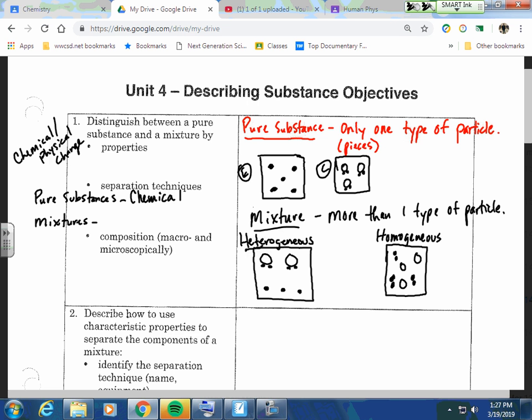Like if I had H2O and I wanted to separate it into hydrogen and oxygen, it's going to require a chemical reaction. Now mixtures, on the other hand, we can separate out by physical means, and I'll talk about those more in the next objective.